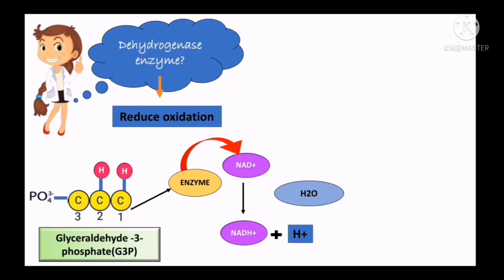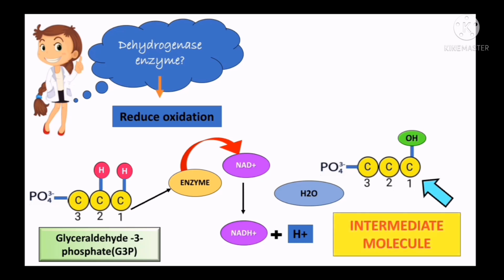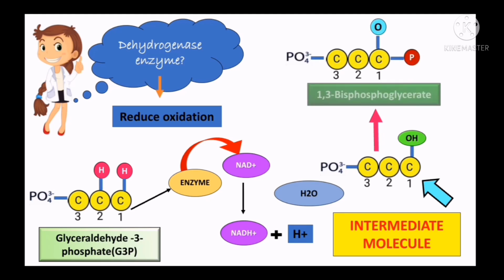After removing hydrogen atoms from the first and second carbon of the glyceraldehyde 3-phosphate molecule, one OH group gets attached to the first carbon and creates an intermediate molecule which is very unstable. Then it gets attached to another phosphate group and becomes more stable, and that molecule is called 1,3-bisphosphoglycerate. So this is how the glyceraldehyde 3-phosphate molecule becomes a 1,3-bisphosphoglycerate molecule.